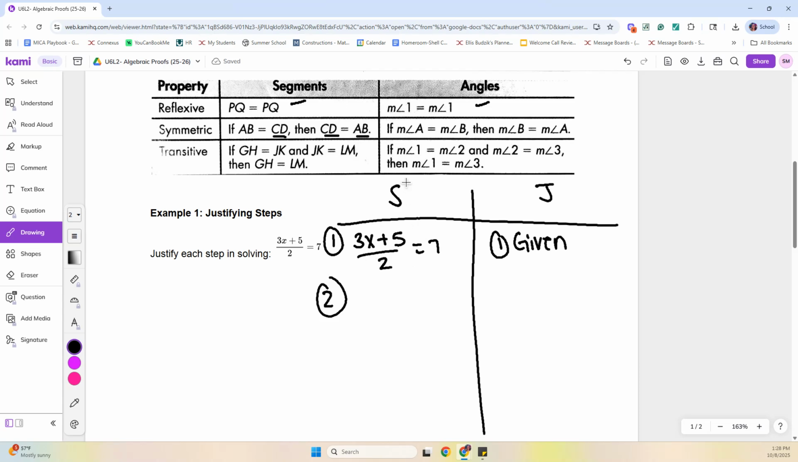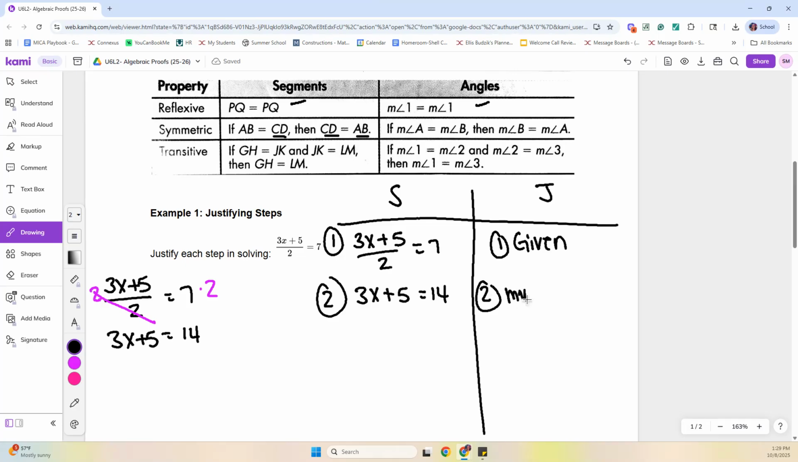So what would I do in order to solve this? Well, typically I would multiply by 2, right? Off to the side, I can do some work. I multiply by 2, that would cancel, and multiply by 2 over here and be left with 3x plus 5 equals 14. So that result is our next step. And how did I get that result? Well, I multiplied. So we can just write multiplication. If you write multiplication property, that's okay, or just multiplication is okay too.